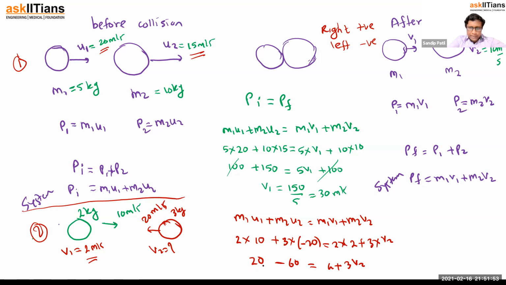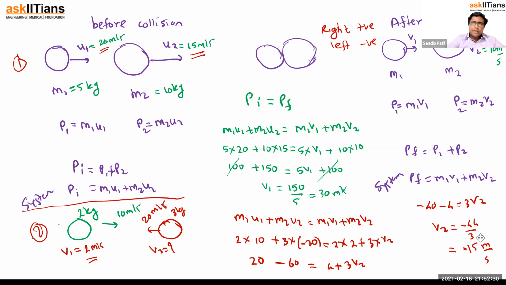Let's try to solve this. 20 minus 60 will give you minus 40. This 4 will go to the other side: minus 44 is equal to 3V2. And V2 will be minus 44 divided by 3. Let's consider this as almost 15, 14.9 something. Minus 15 meter per second. So this is the final velocity of the second object, meaning that ball is going to the left side. That is the difference.